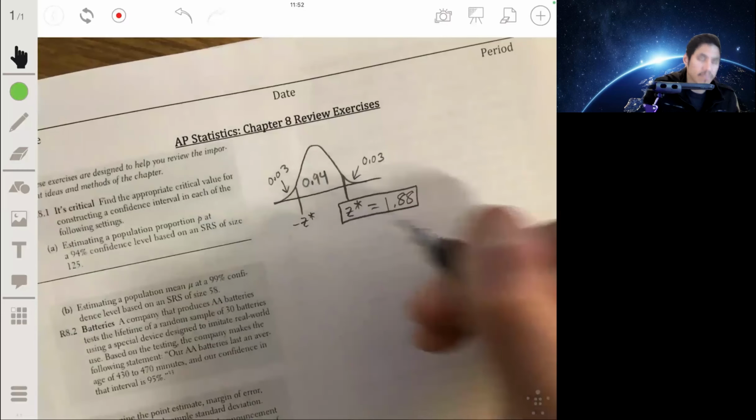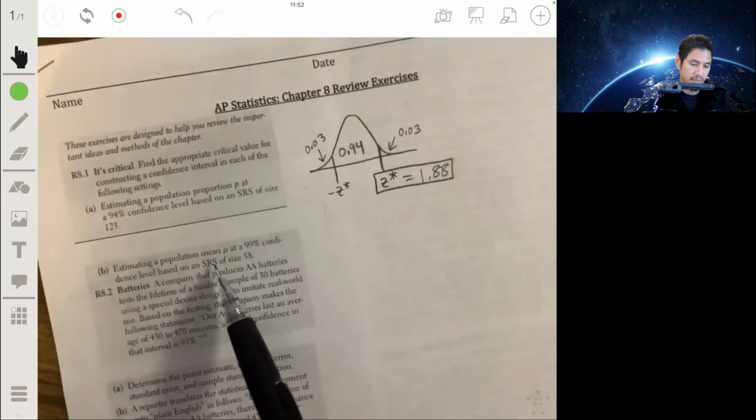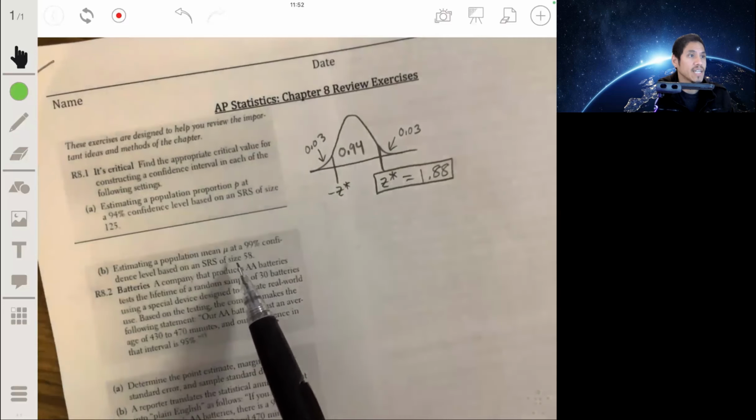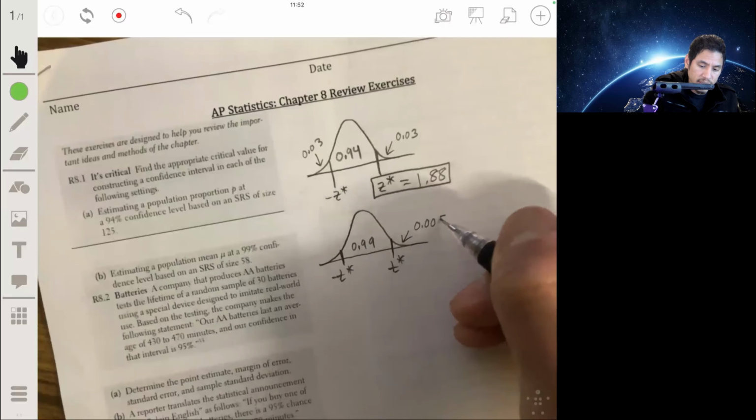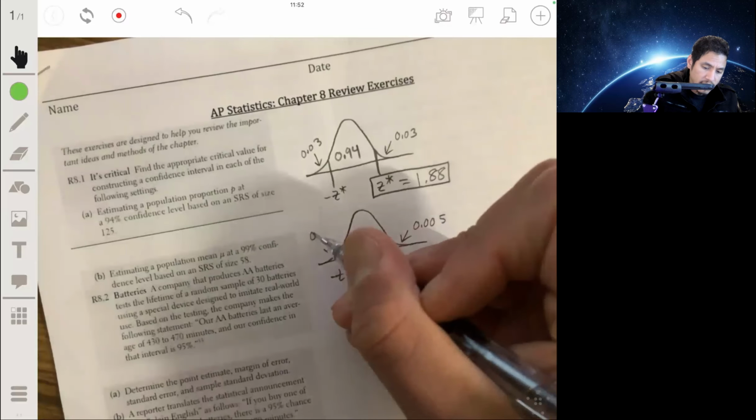Now, part B, we're going to estimate a population mean at a 99% confidence level based on a simple random sample of size 58. So same sort of thing, except we're actually looking for the T-star value. So we're actually looking at a T distribution, 0.99 in the middle. So that'll be our negative T-star, and this will be our positive T-star.